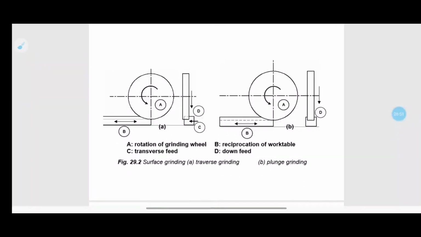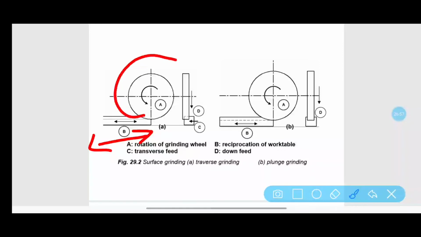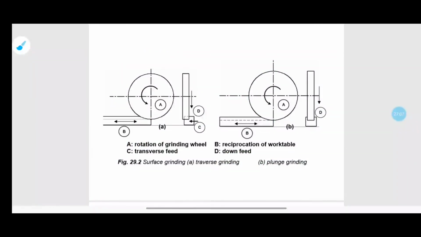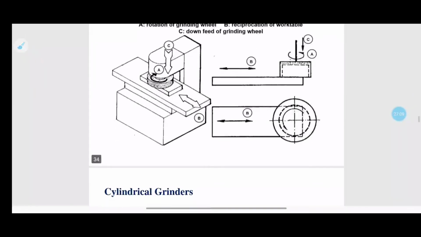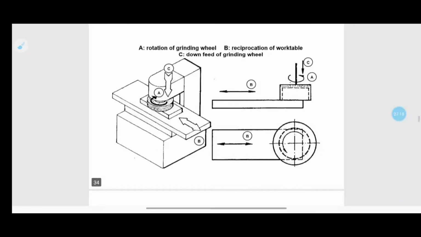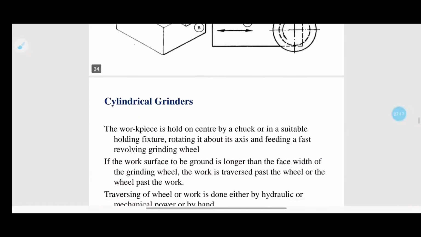Next one is the rotating grinding wheel, with transverse feed and reciprocation of the workpiece. You could see the table will be going in this direction, and the grinding wheel will go in this direction, and here it will go in this direction. This also goes downwards. You can see this in the video. Next one is the rotational grinding. So these are examples of grinding machines and how they work.